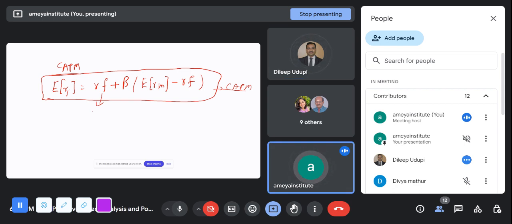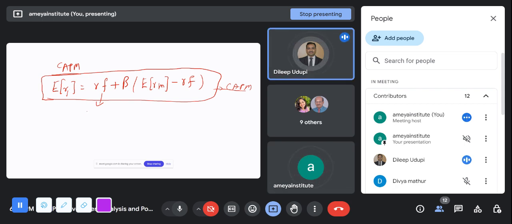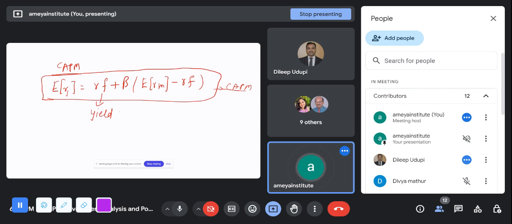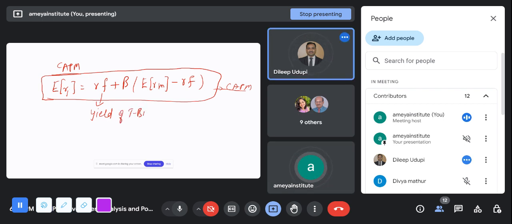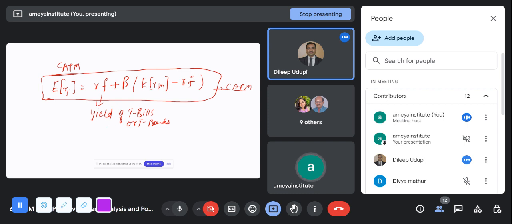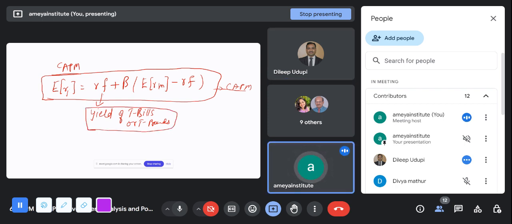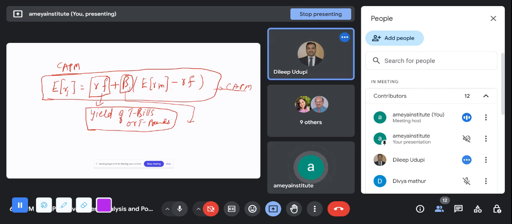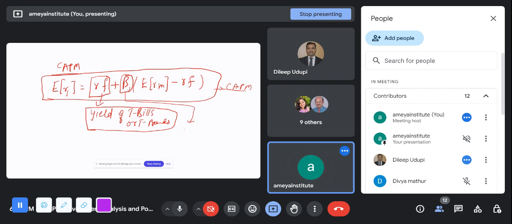Right, now what is RF here? RF stands for risk free rate. So it's nothing but the yield we get on T bills or treasury bonds, government securities. That rate will be taken as your risk free rate. Now, what is the next factor here? RF plus Bj. What does B mean here? Beta. It's a beta coefficient.